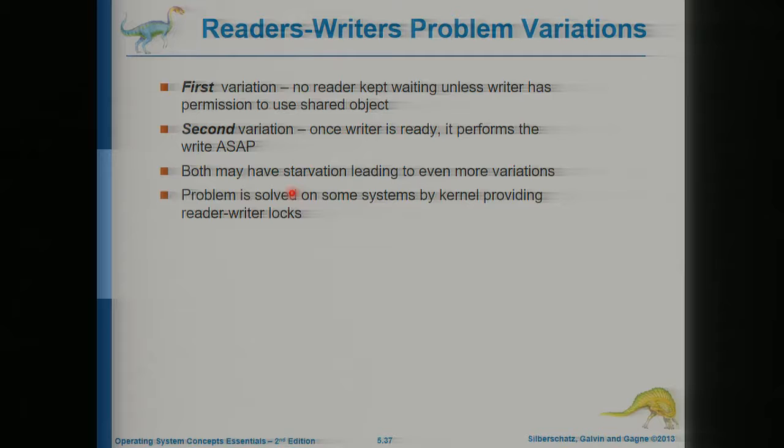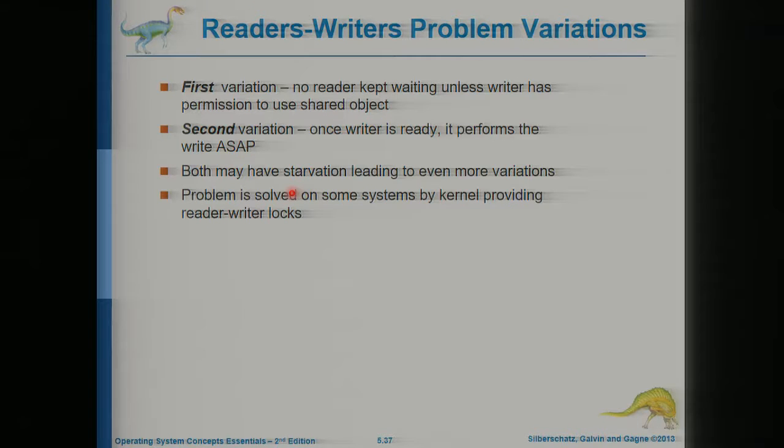In the first variation, no reader is kept waiting unless the writer has permission to use the shared object. A reader is not made to wait; as soon as it comes, it is allowed to read, because the writer is made to wait. In the second version, once the writer is ready, it performs the write as soon as possible, and any reader who wants to read the data set has to wait till the writer finishes the write. Both may cause starvation.